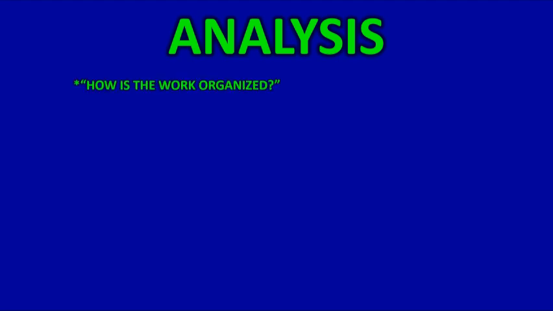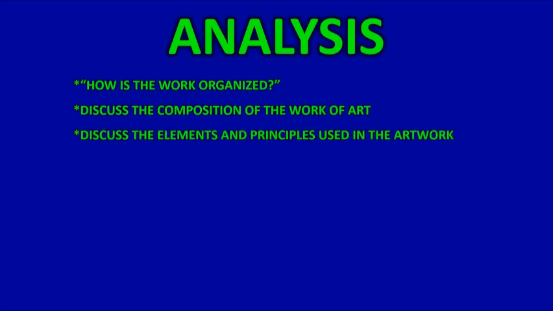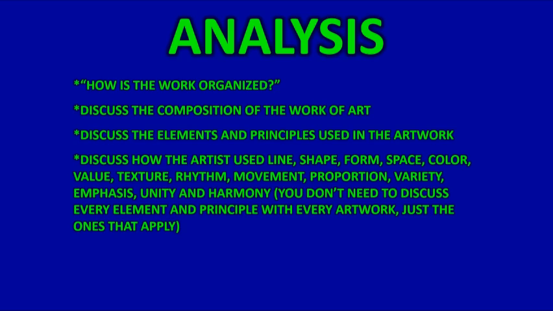For analysis, we're going to discuss how the artwork is organized. You're going to discuss the composition of the work of art, and the elements and principles that are used in it. This time, you're going to discuss how the artist used line, shape, form, space, color, texture, rhythm, movement, proportion, variety, emphasis, unity, and harmony. You don't need to discuss every element and principle with every artwork, just the ones that apply.